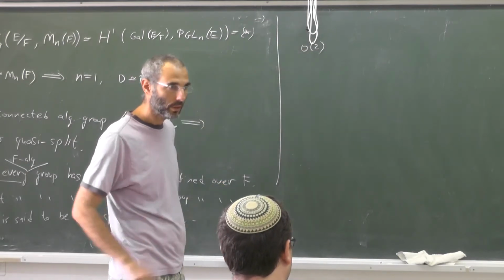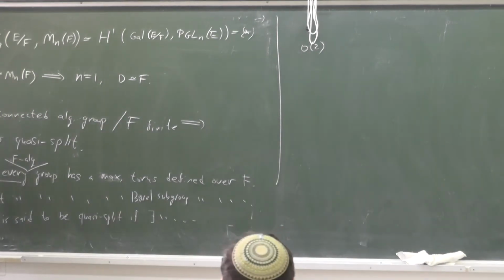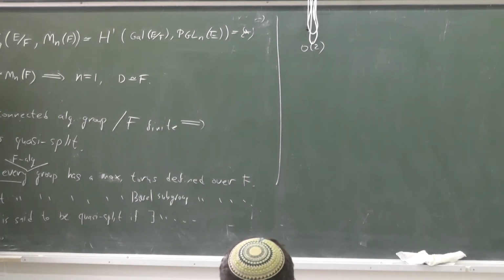Now, maybe I misunderstand what you mean with maximum. When you say maximum, I mean in the algebraic closure. Yes. Okay, so what does it mean to have a split torus? To have a split torus? Yeah.